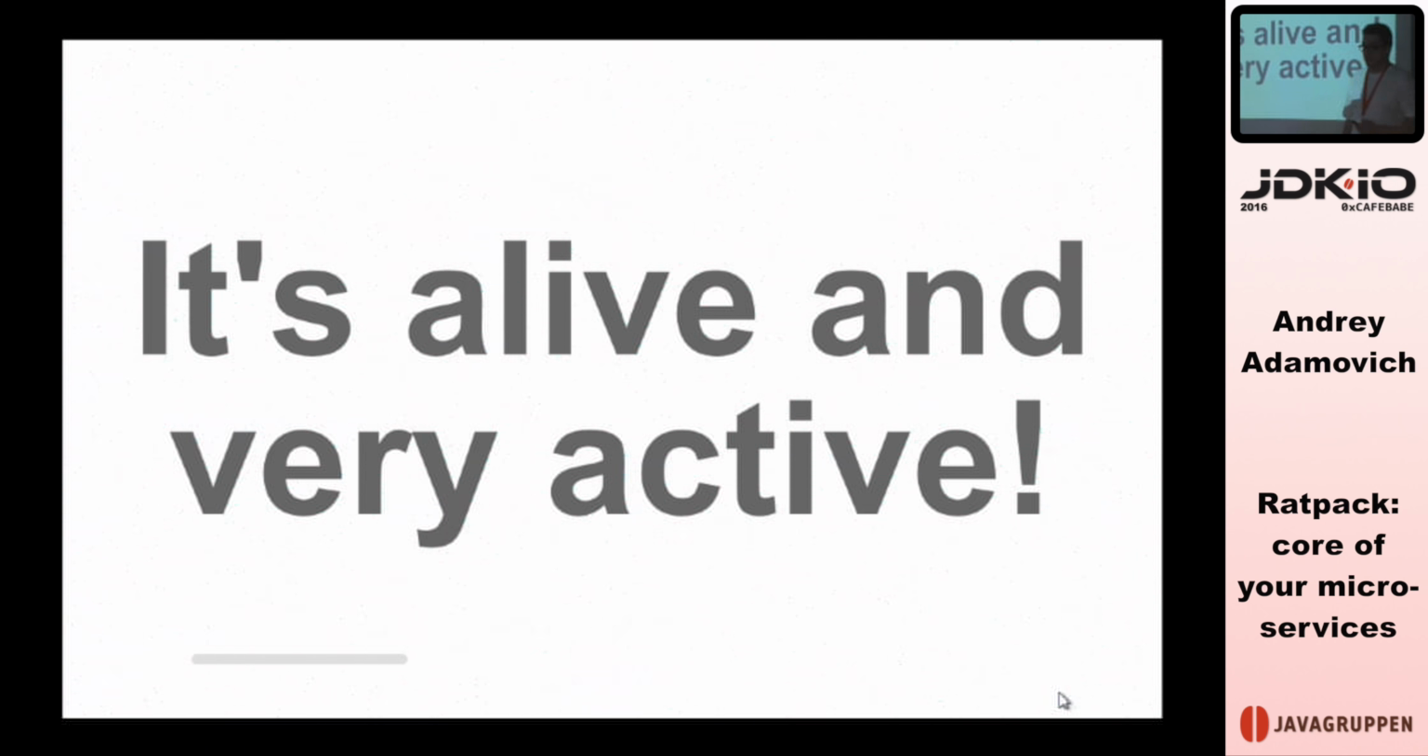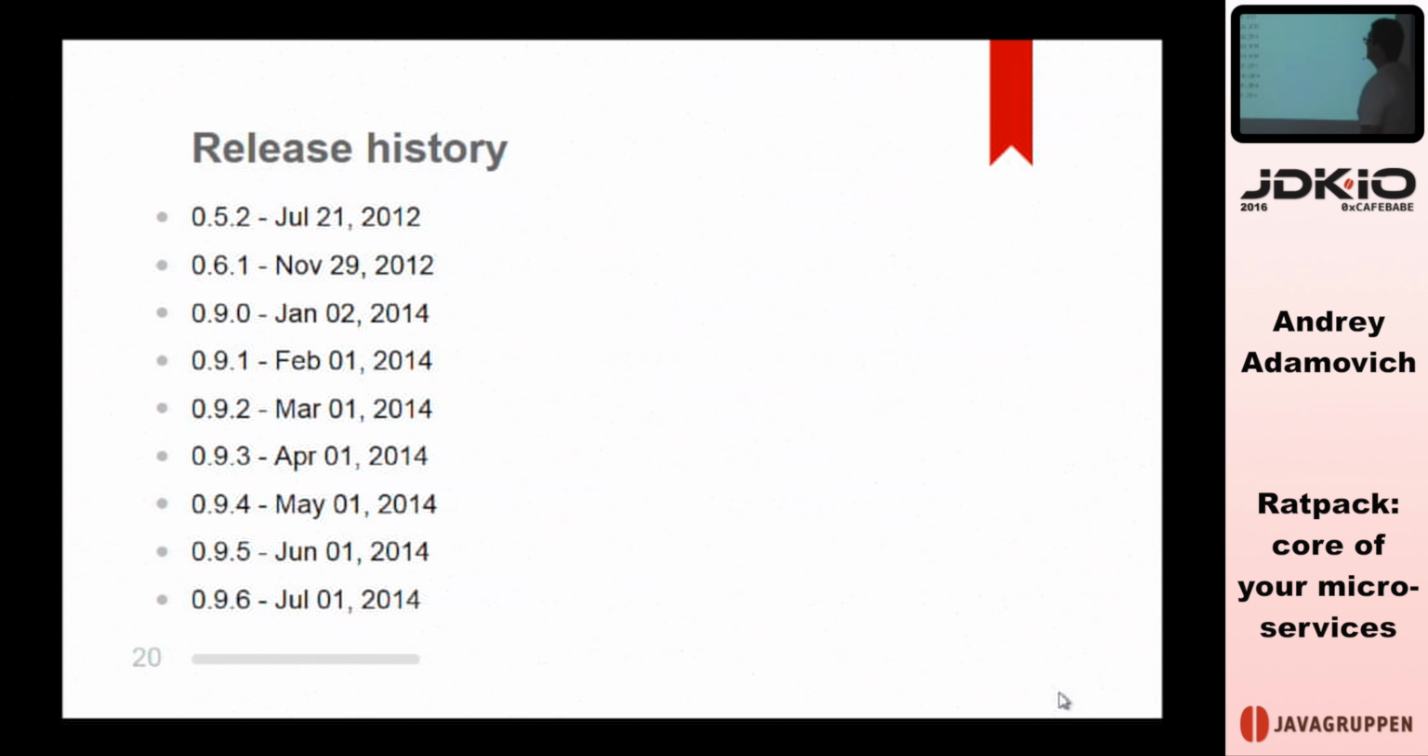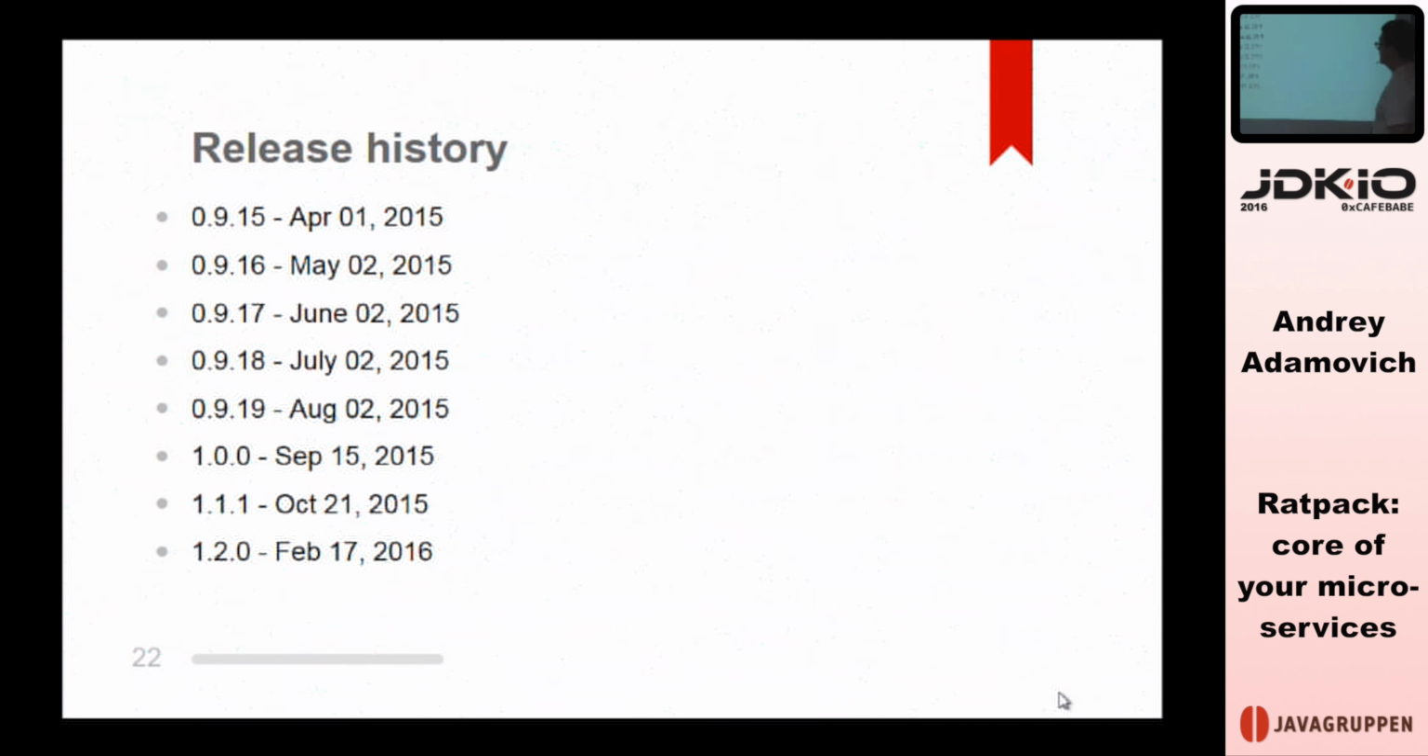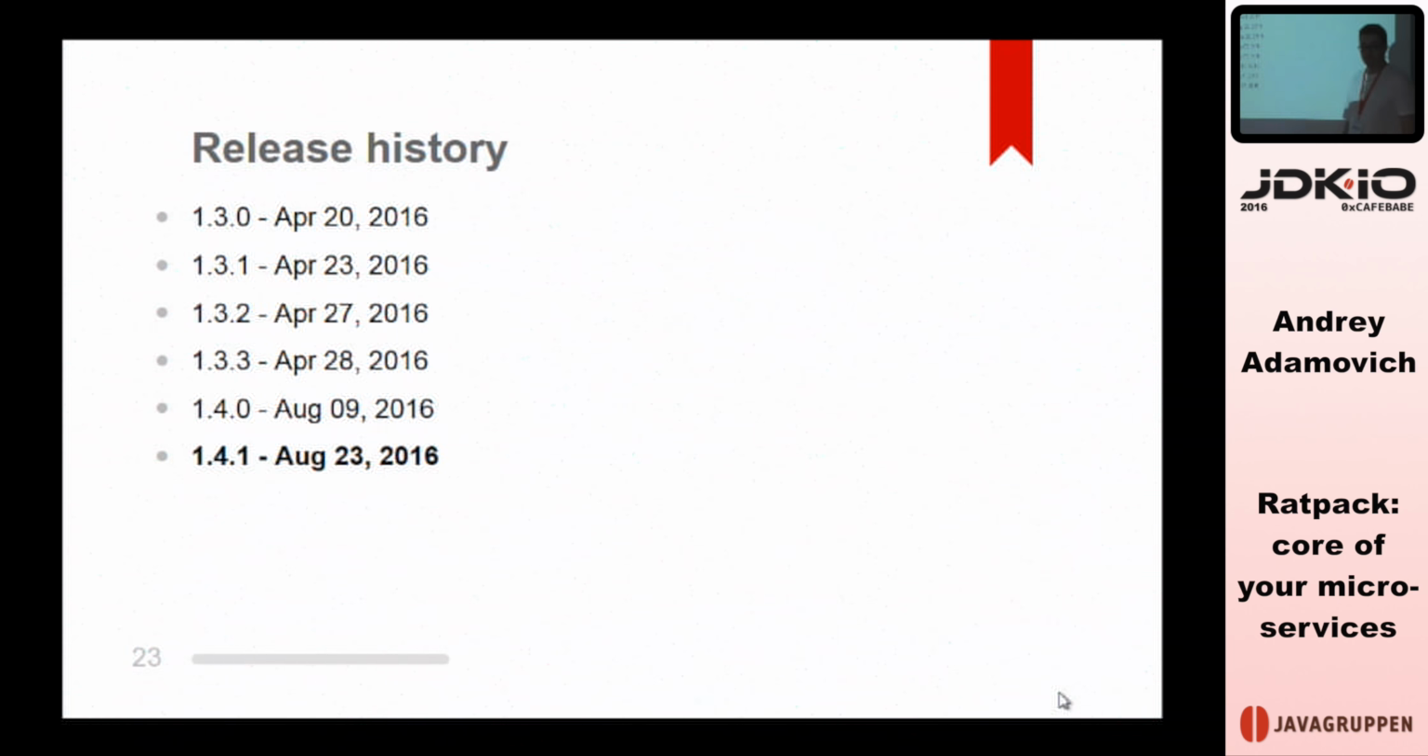Also, it's very alive and active, so it's a very evolving code base. They do releases quite often. The first came out around 2012, and since 2014, as you can see, they pretty much release every 1 or 2 months. The latest release, as of the 23rd, is 1.4.1. And the stable release 1.0, which was a very huge milestone for the Ratpack team, was reached last year in September. So the 1.0 is already 1 year old and stable.